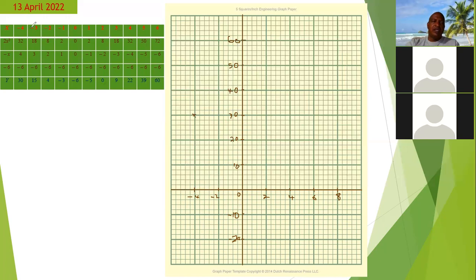Next we go -3 and 15. Now -3 is going to be in the middle between -4 and -2, and you're going up 15. So on this axis, 15 would be midway between 20 and 10. And then -3 is between -4 and -2, so it's right in this middle box here.